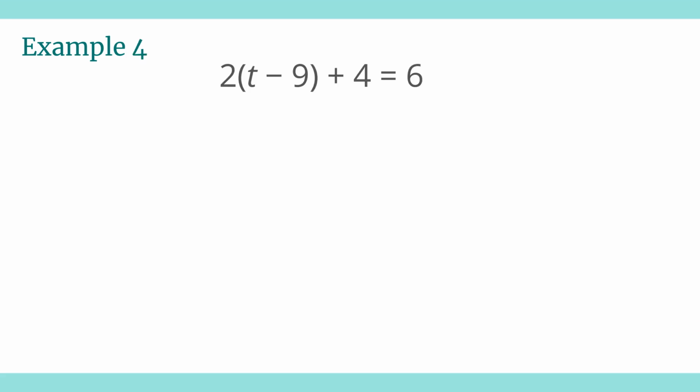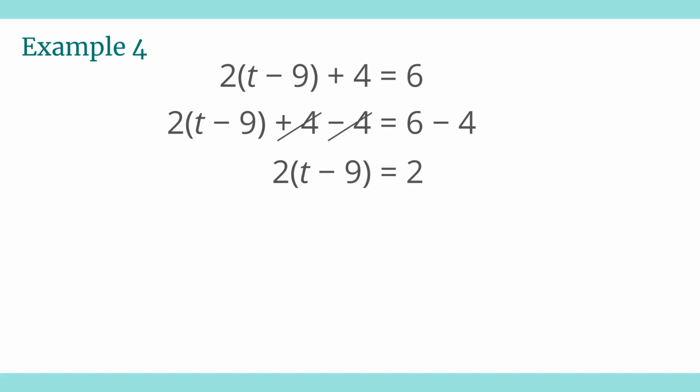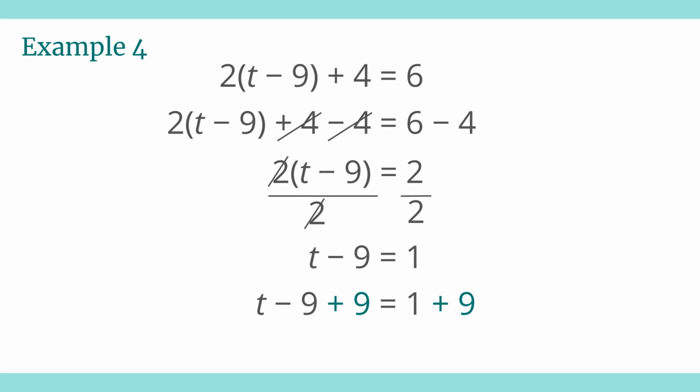For our next example, we have 2 times the quantity t minus 9 plus 4 equals 6. We'll use inverse operations, as usual, to solve. We should start by subtracting 4 on both sides. That cancels out the constant 4 and leaves us with 2 times t minus 9 equals 2. Next, we're trying to isolate the expression inside parentheses, so let's divide both sides by 2. The 2 over 2 cancels and we're able to isolate the expression, leaving us with t minus 9 equals 1. And lastly, we'll add 9 to both sides to finish isolating t. Doing so cancels out the 9's on the left and leaves us with t equals 10.